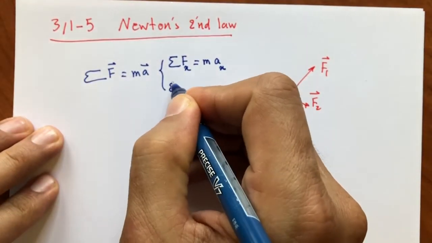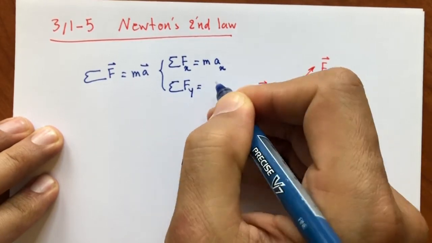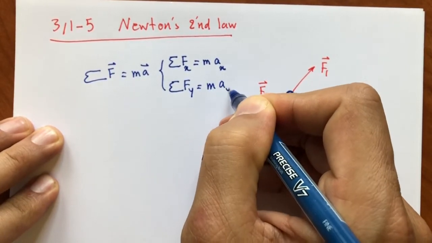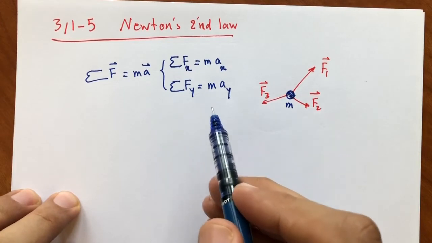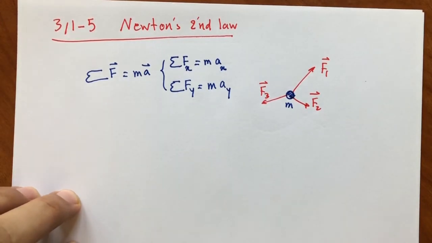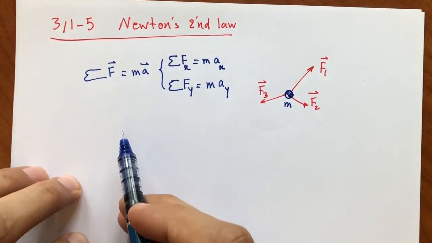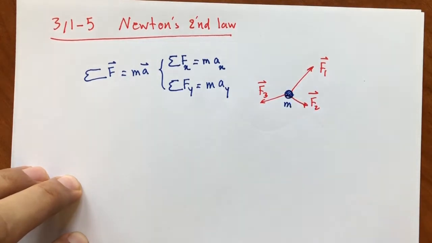Sum of the forces in the y direction is going to be equal to mass times acceleration in the y direction. If we have a z direction, you can write the same thing in the z direction. But for x and y, you can choose any direction you want. Or in general, the sum of the forces in any direction is going to be equal to the mass times acceleration in that direction.